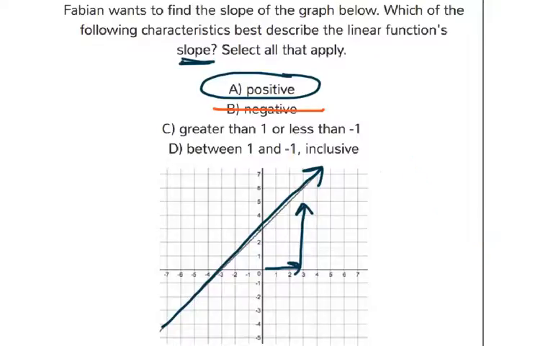All right, next. C is greater than 1 or less than -1. And then D is between 1 and -1, inclusive. All right, this is where it gets a little tricky. You actually have to calculate the slope. Let's take a closer look.